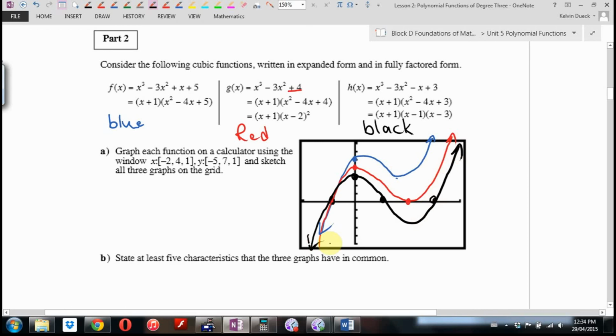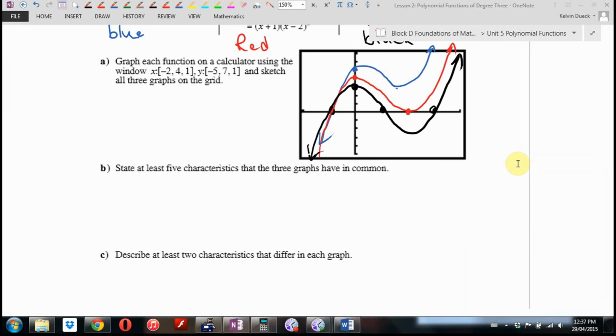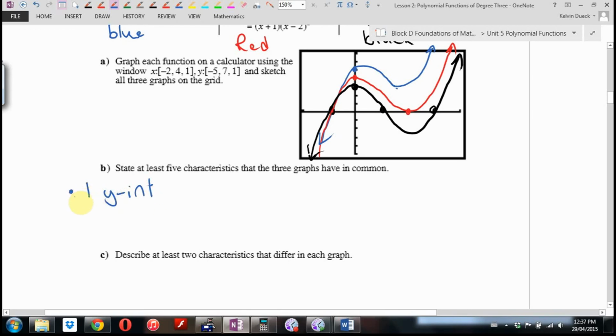Pardon me? It will. Let me pause. What are at least 3 characteristics, at least 5 things, that these graphs have in common? Well, all 3 of them? How many Y-intercepts? 1 Y-intercept. What else? All 3 of these do, but I can't guarantee that for every single cubic.